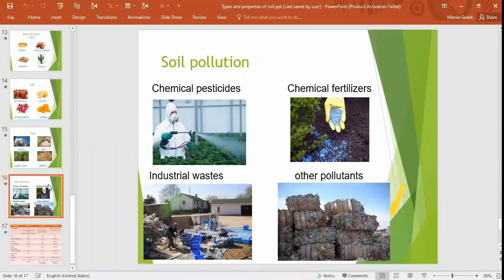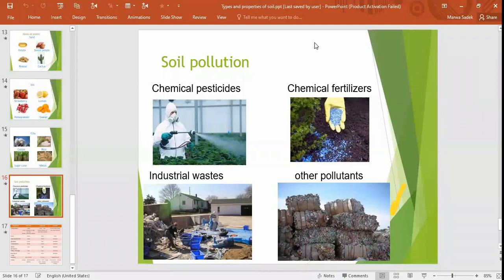The last part in our lesson is called soil pollution. There are many factors in our life or in our world that affect the soil and cause pollution to the soil. What are they? Chemical pesticides. They are materials that the farmers use to kill insects. To kill what? Insects. So these materials will pollute the soil.